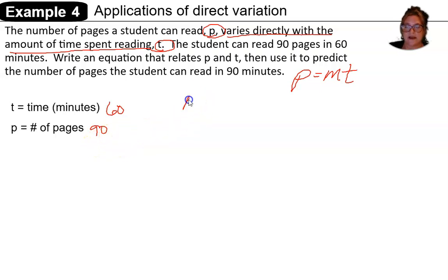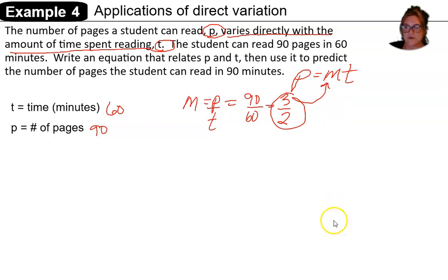So our constant of variation M is P divided by T. P is 90 pages. T is 60 minutes. And 90 divided by 60 reduces to 3/2. So that's the constant of variation that goes into our direct variation equation as the M. So our equation for the direct variation is P equal to 3/2 T. Right? That's the equation that relates P and T.